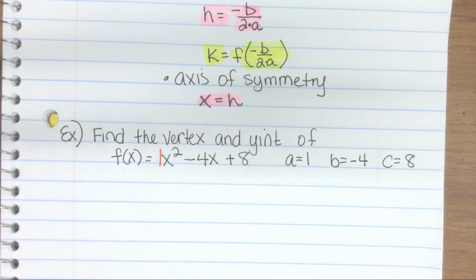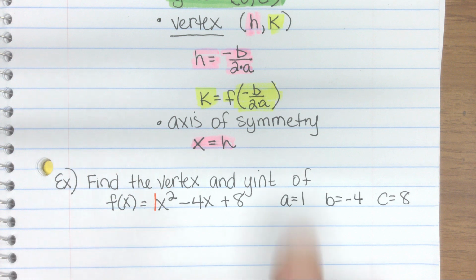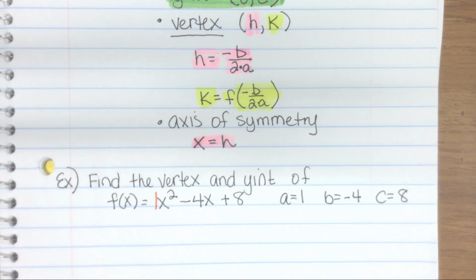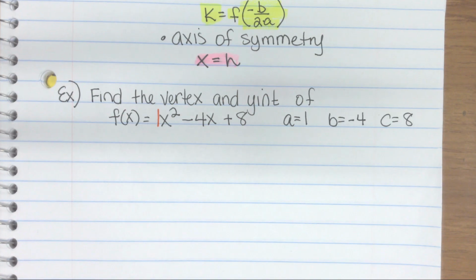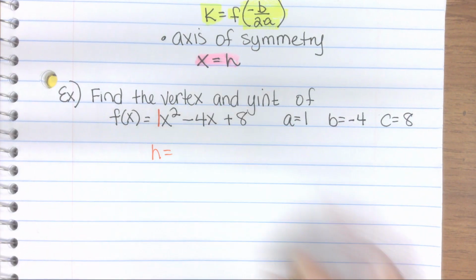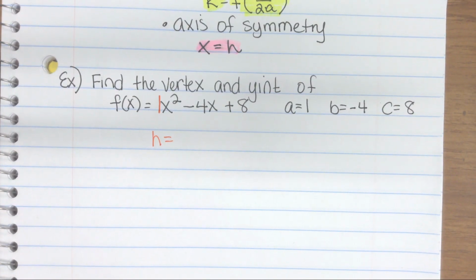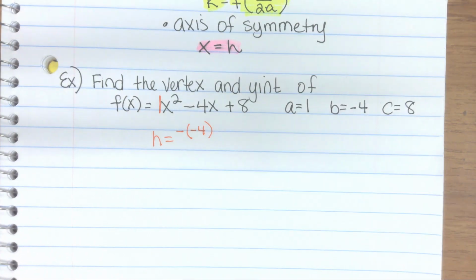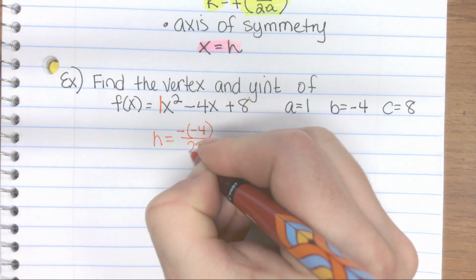So if I'm trying to find the x coordinate of my vertex, the sign doesn't mean negative, guys. It means the opposite of b over 2 times a. All right, so let's find our h. h is the opposite of b. What am I going to write? That means the opposite of -4. If you really need to write that down, you can, or in your head you can just know the opposite of -4 is +4. Over 2 times a.